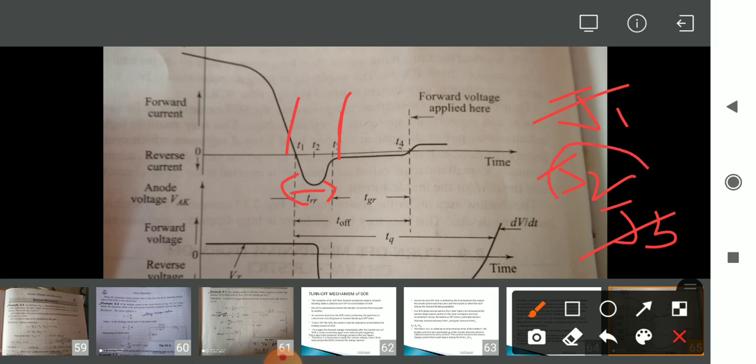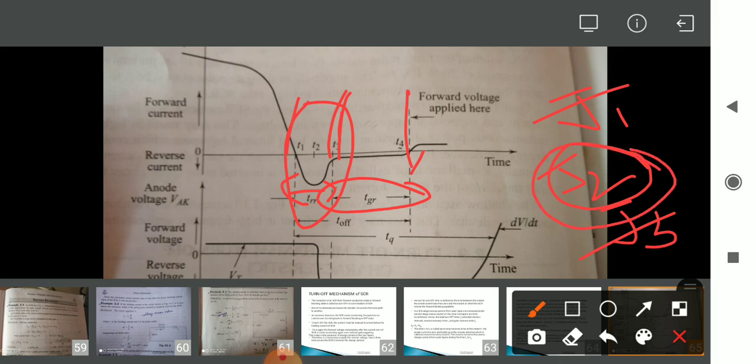So for that reason we need to apply the reverse voltage for a particular time, that is from time t3 to t4. Hence during the time t3 to t4 the recombination of charge takes place, and at that time instant, that is t4, the junction J2 completely recovers. This time is called the gate recovery time. So here, the time t1 to t3 is for junction J1 and junction J3, and t3 to t4 is for junction J2. So there we have a gate. So for that reason we are calling it the gate recovery time.